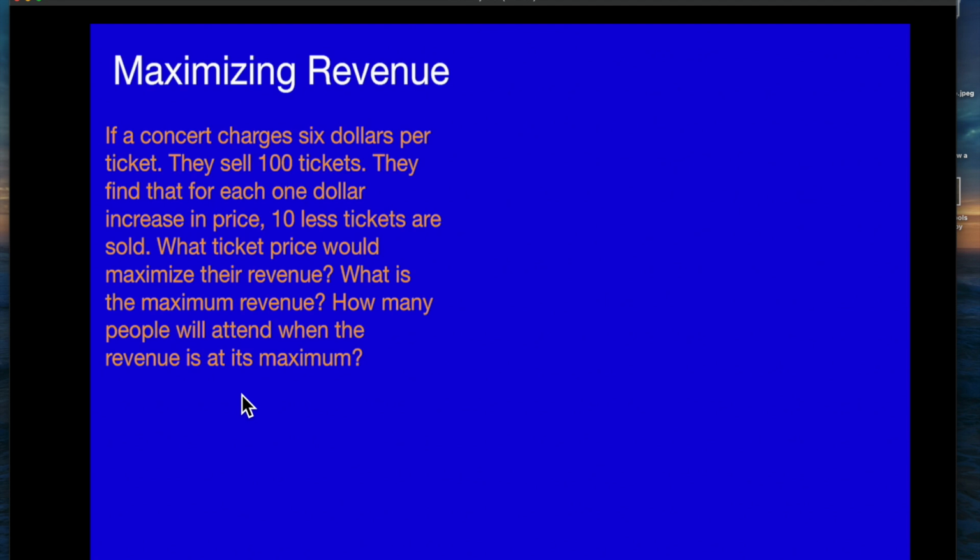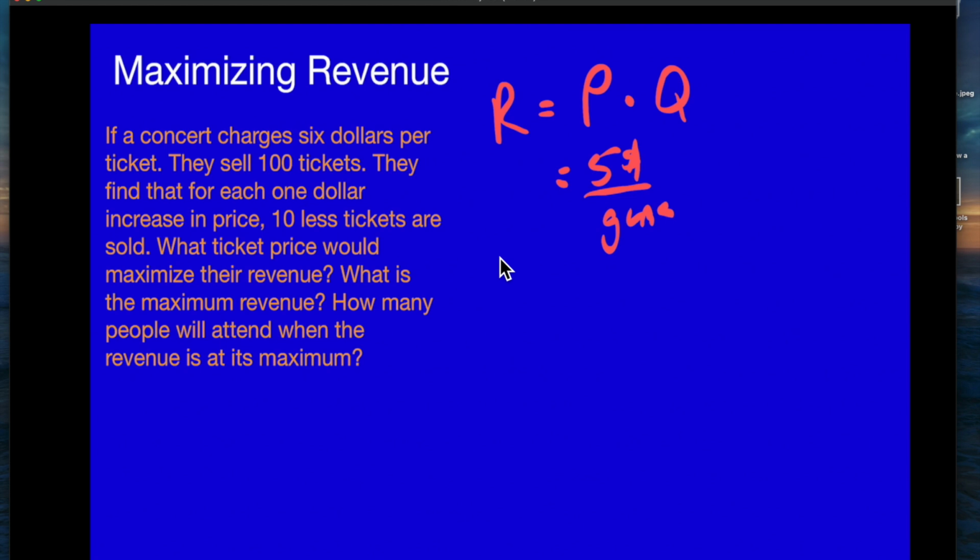So throughout this video, we're going to be using this formula: revenue is equal to price times the quantity sold. So for example, if you run a lemonade stand and you charge $5 for every glass of lemonade and you sell 10 glasses of lemonade, then you're going to have a revenue of $50.